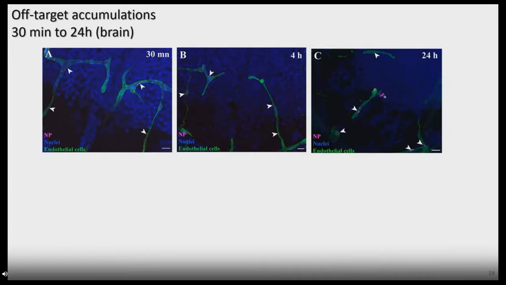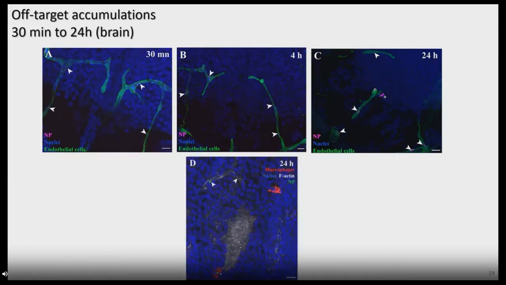While at 24 hours, most of them were still restricted to the endothelial cells, we also again started to see phagocytes heavily loaded with nanoparticles. That was a bit strange, and we could identify that those cells are macrophages or microglia. So there really seems to be something different with the macrophages over time.